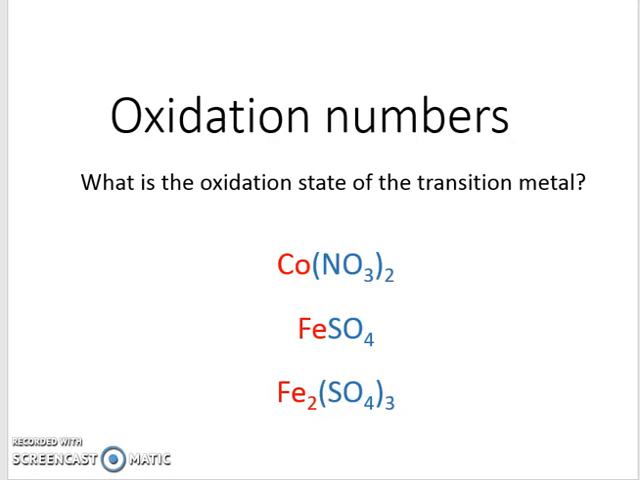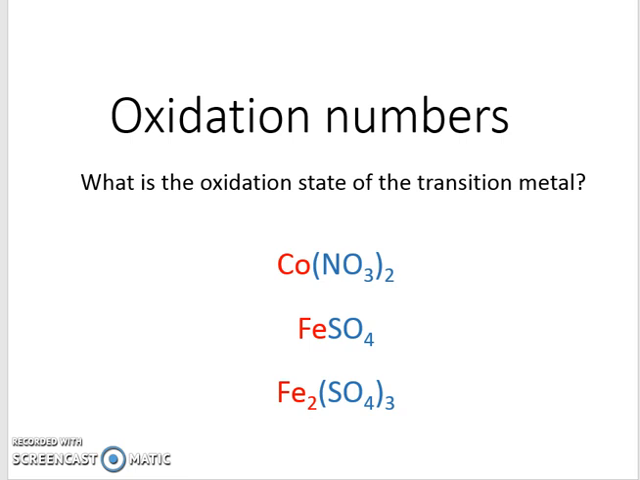Oxidation numbers are very important for this course. You really need to know how to determine the oxidation number. So we would like to know what is the oxidation number of the transition metal in these salts. Here we have cobalt nitrate, iron sulfate, and another form of iron sulfate. The question is, what is the oxidation number of the cobalt and the iron in these salts?